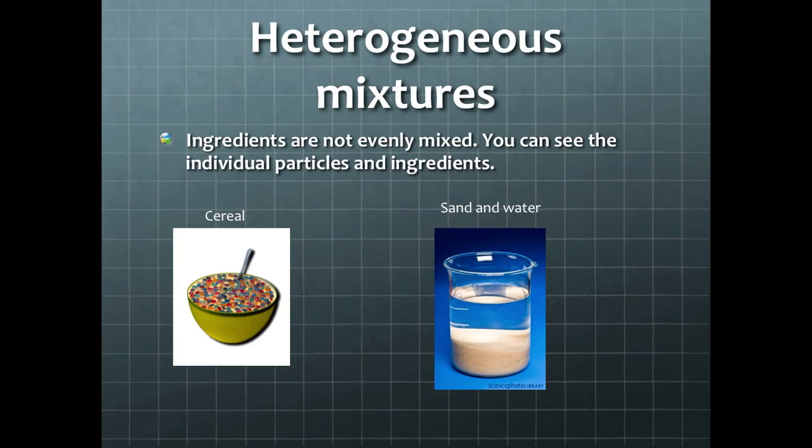If you look at sand and water, the sand is not evenly spread out in the water. All of the sand sunk to the bottom. There's more sand on the bottom of the beaker than there is on top of the beaker. The ingredients aren't evenly mixed, and I can see the ingredients that are making up this sand water. I can see the sand, I can see the water. It's a heterogeneous mixture.